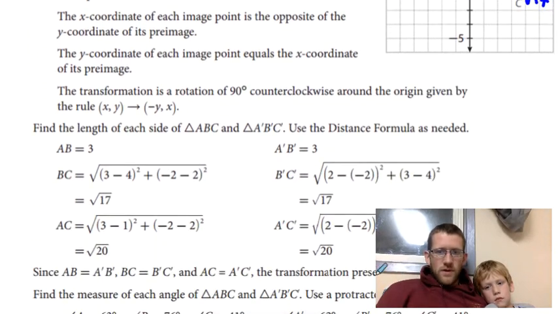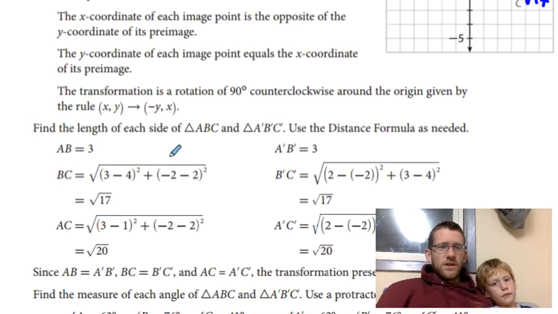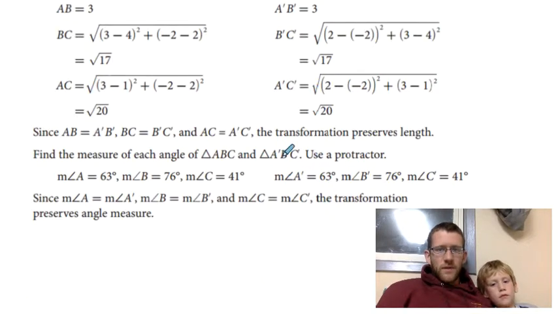So in order to confirm that this is a rigid motion, we check all the side lengths. We show that all the side lengths are the same, and then we can use just a protractor to figure out the angle measurements and show that the angle measurements are the same.